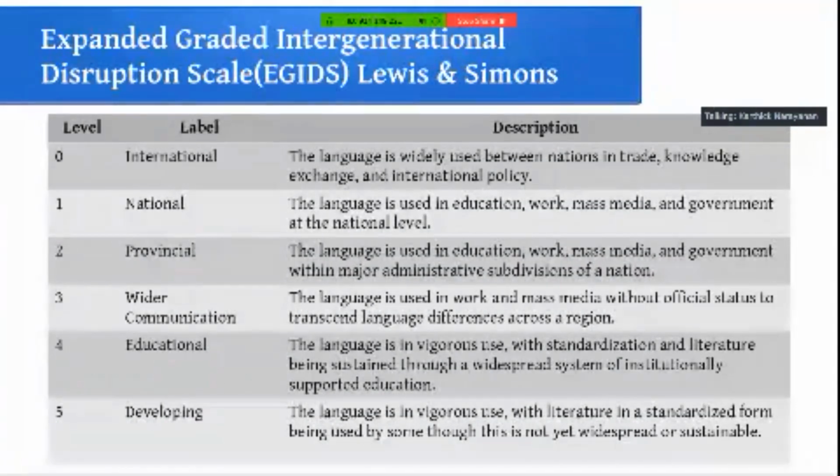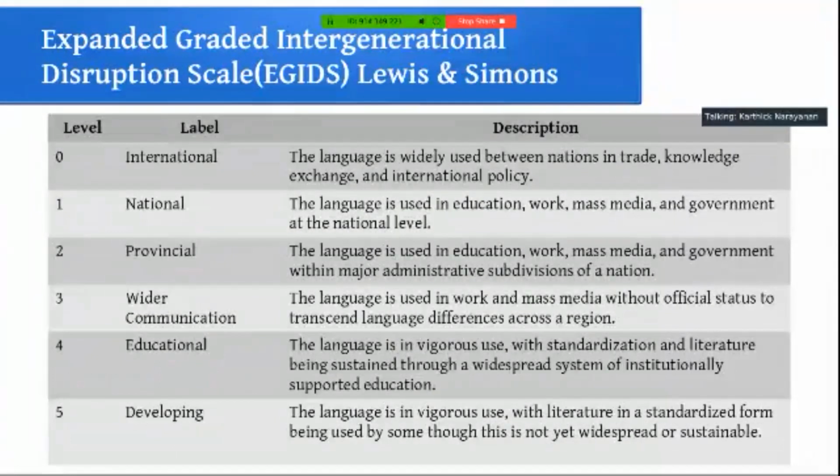It again takes into account a lot of other things. So it is an expansion of graded intergenerational transmission. They do follow Fishman's classification, even for classifying the safe languages. International languages are used for all international purposes, like English, or French. National languages are used at the national level for everyday purposes, which would be Hindi or English in India.